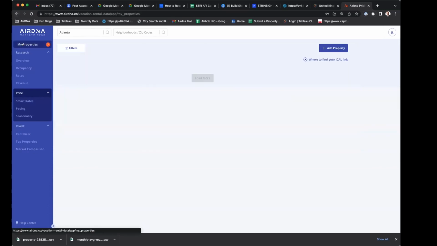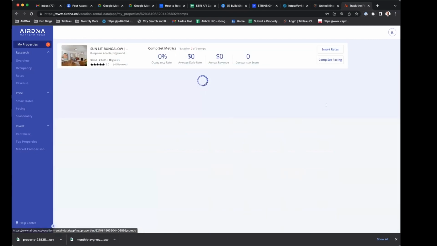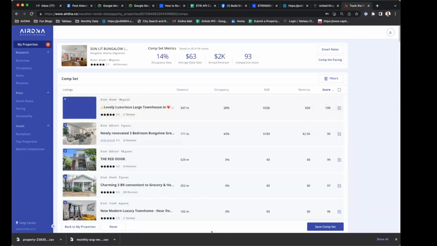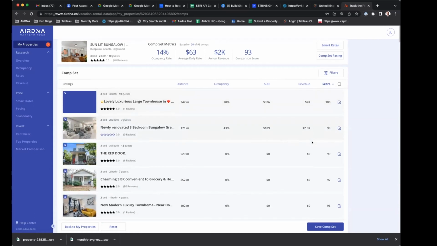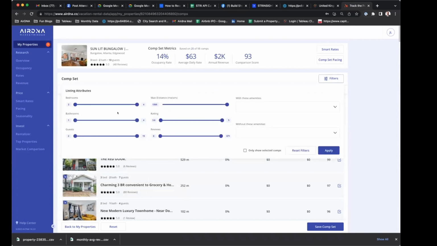So I'm going to go to, let's say, this property, Sunlit Bungalow. Good vibes and lots of wine. That's a title that got my attention already. And so when I go and set my comp set, we're going to suggest properties that look closest to you based on distance, based on forward occupancy, ADR, etc.